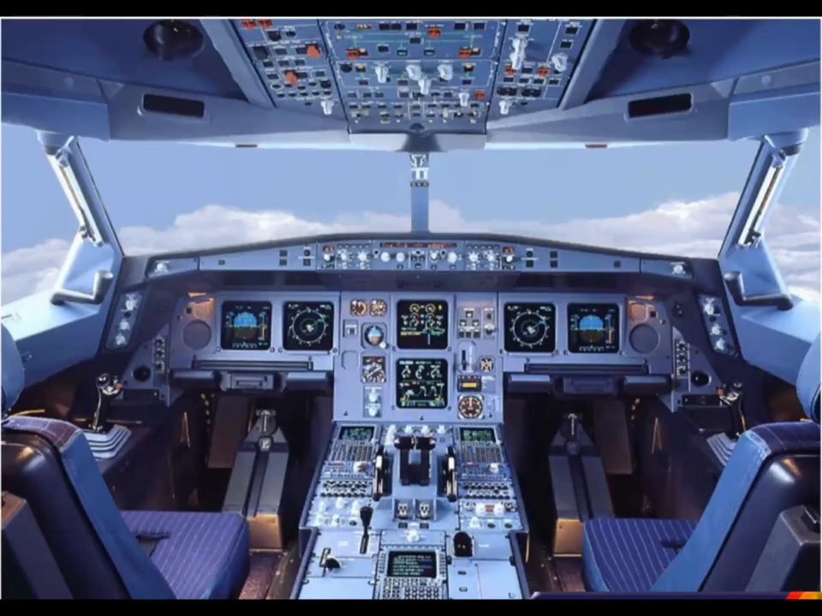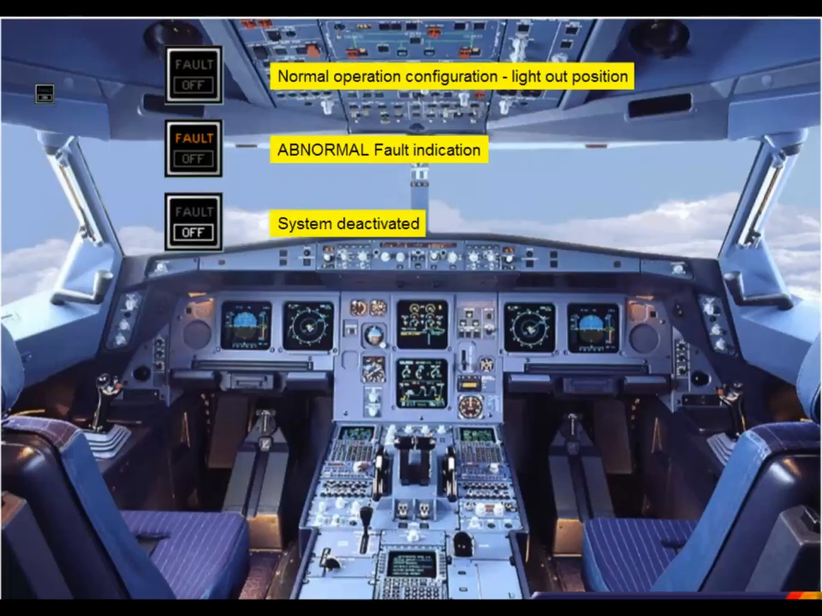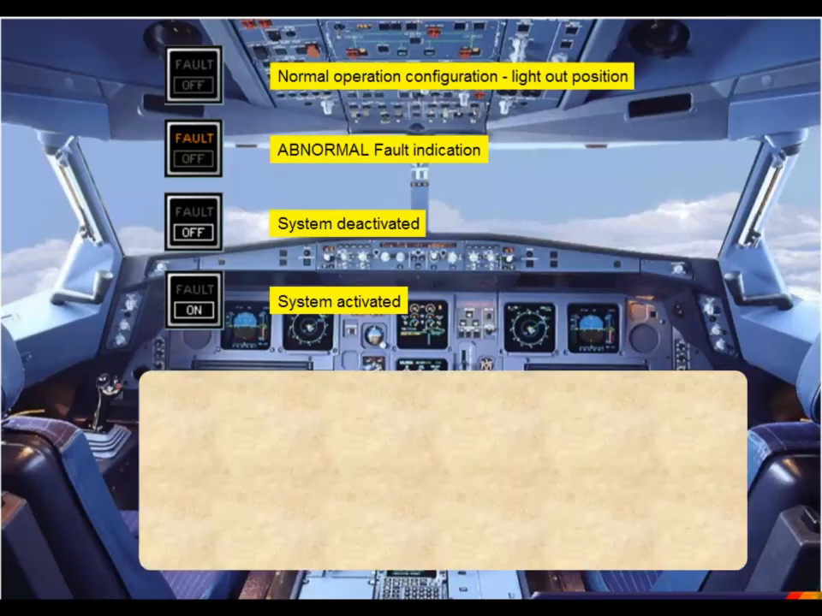For the majority of the switches on the overhead panel, the push-button switch logic is normal operation configuration, no lights showing, the lights out philosophy. Abnormal condition, amber fault light. This assists identification of the switch associated with an abnormal condition. Abnormally deactivated or activated systems, white light. If the system should normally be operating and is deactivated, a white off light is illuminated. If the system should normally not be operating and is activated, a white on light is illuminated.